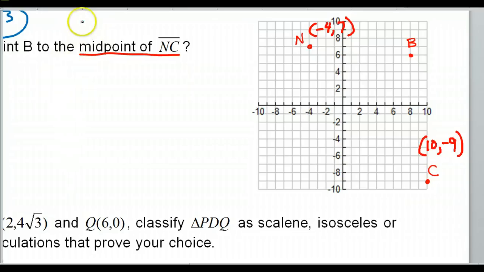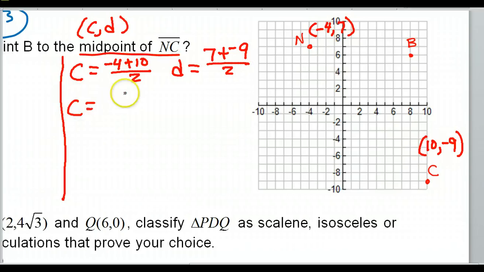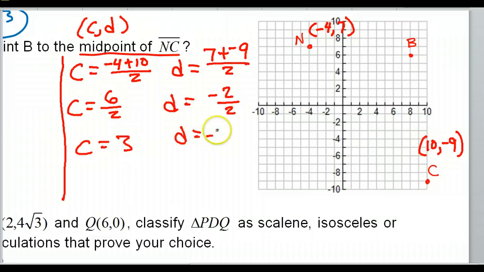So if I call the midpoint, again, C, D, all right, maybe I'll wall this off. I will find C by doing x plus x divided by 2. So that's going to be -4 plus 10 divided by 2. And I will find D by doing y plus y divided by 2. So that's 7 plus -9 divided by 2. So C is going to equal 6 over 2. D is going to equal -2 over 2. So C is equal to 3, and D is equal to -1.